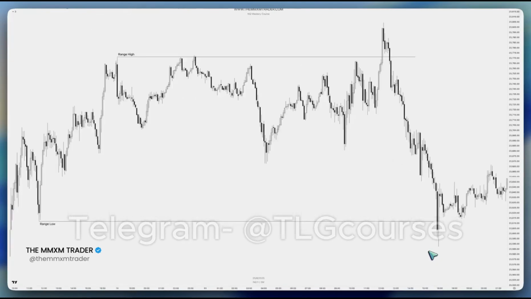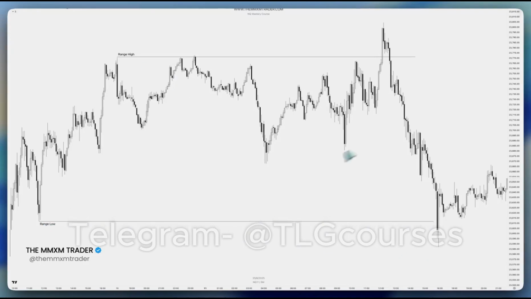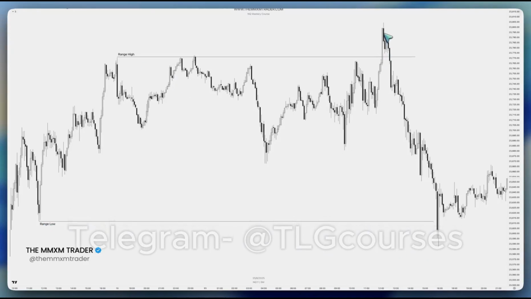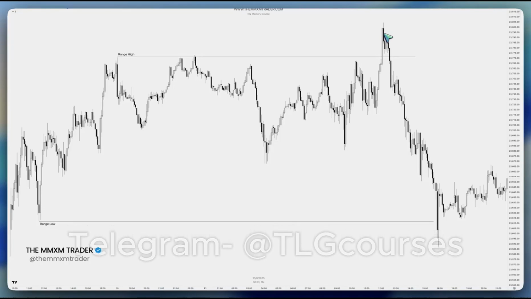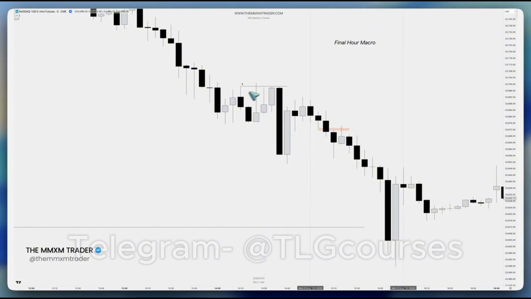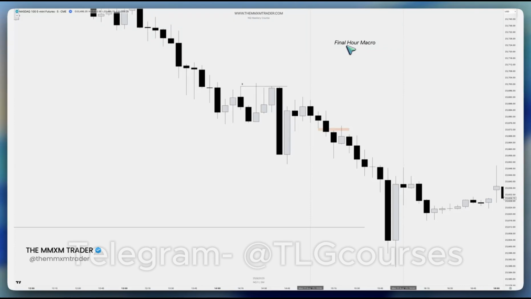Okay, looking at another example here. Range low, range high. We run out the range high. This is an example of the final hour macro being a continuation to the liquidity. So 5-minute run on stops prior to our final hour macro. Okay, then 3 to 4 p.m.